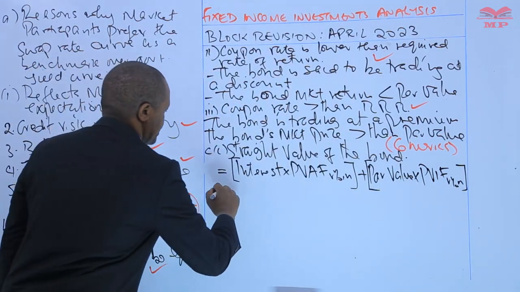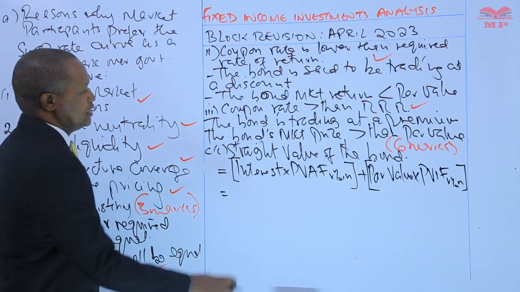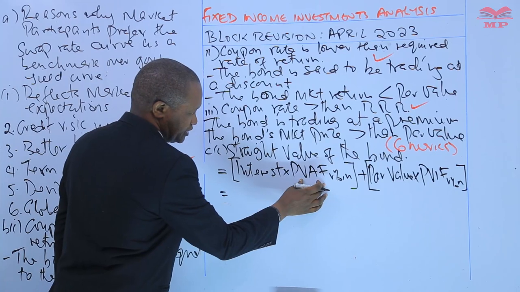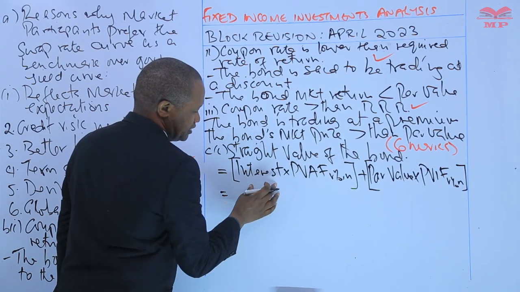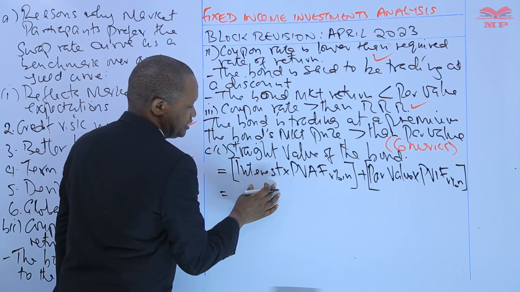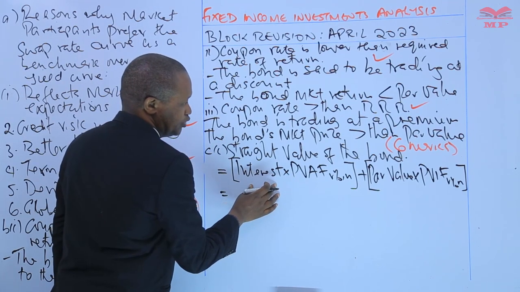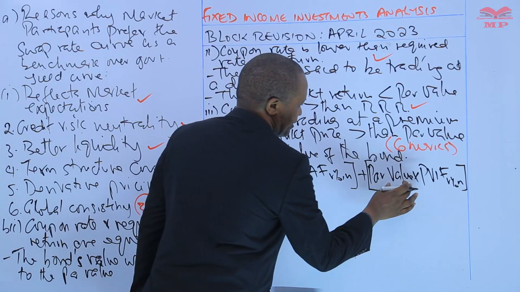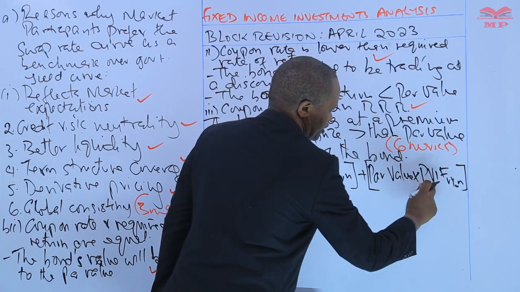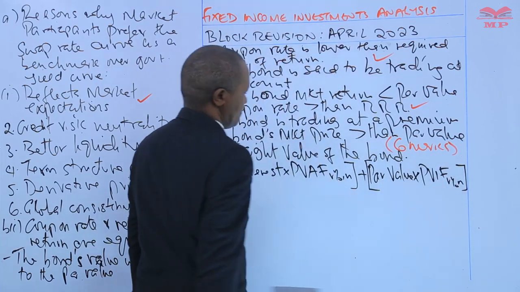These two will give us the straight value of the bond. We discount by this factor, the discounting factor of the annuity, which is the coupon payments. And this is the par value of the bond, which is a lump sum. So we are going to discount it using this factor.